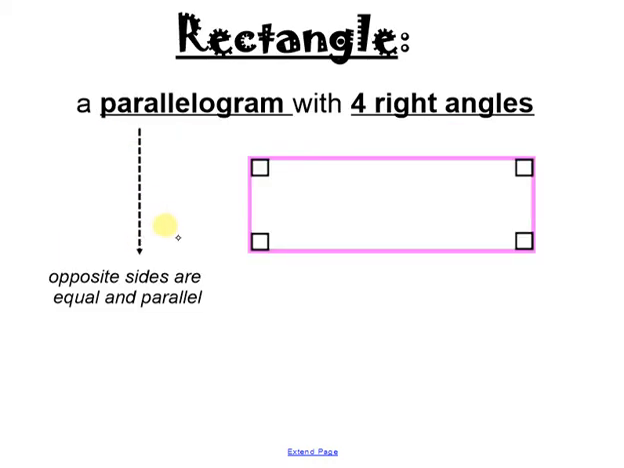Okay, let's talk about a rectangle. A rectangle is a parallelogram because this side is equal to this side, opposite sides, and this side is also equal to this side. So it is a parallelogram. The difference between a parallelogram and a rectangle, though, is that a rectangle has 4 right angles. We're going to talk more about angles later, but this square right here in the corner where these 2 sides meet tells you that it's a 90-degree angle, which is called a right angle.